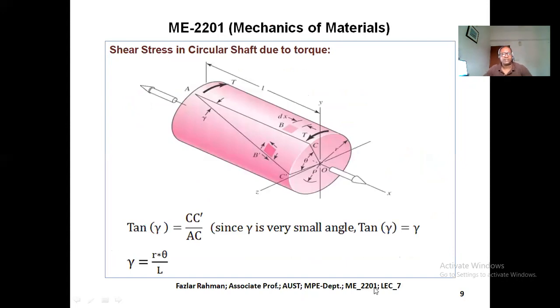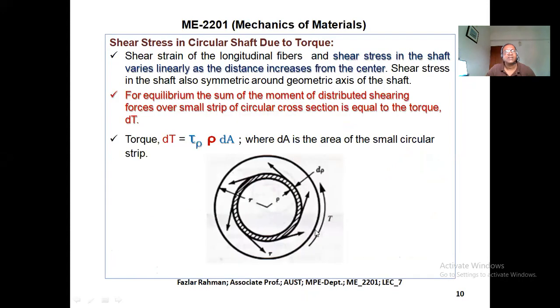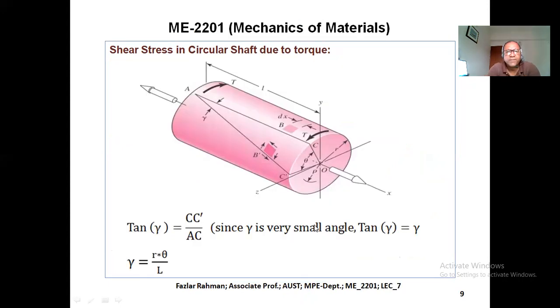Same figure, we already figured out that gamma equals r theta by L, because C prime, you see this one, we create angle theta, that we figured out. Gamma equals r theta by L. Here theta is the angle between C and C prime, and gamma is the angle of deformation, right?